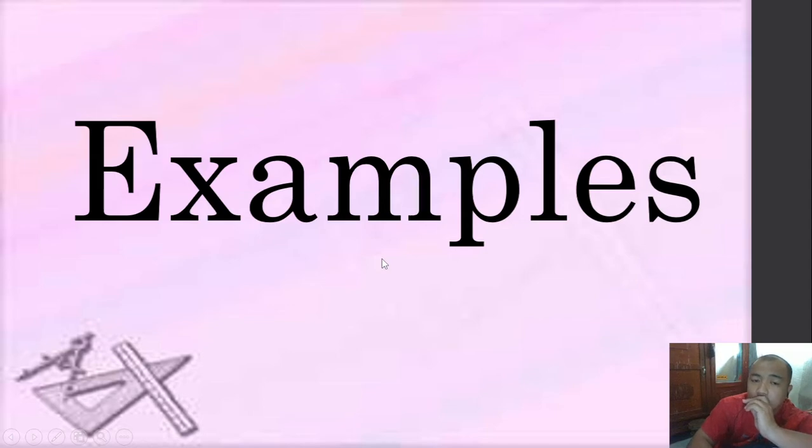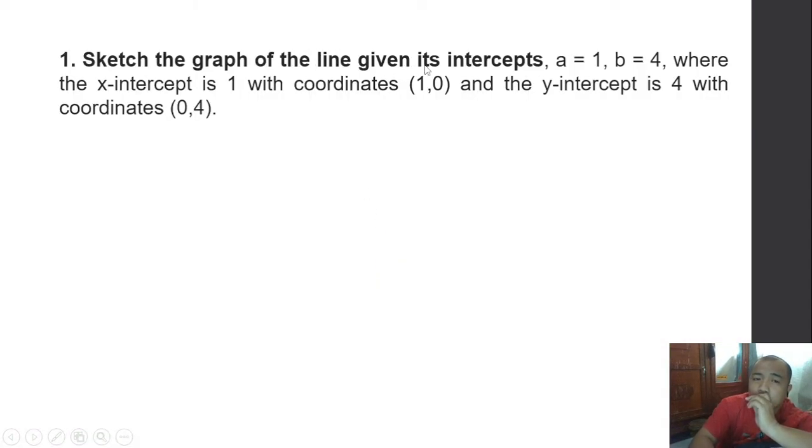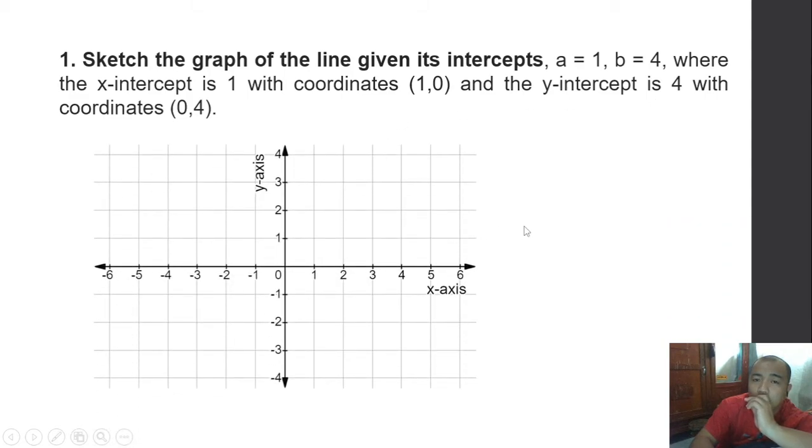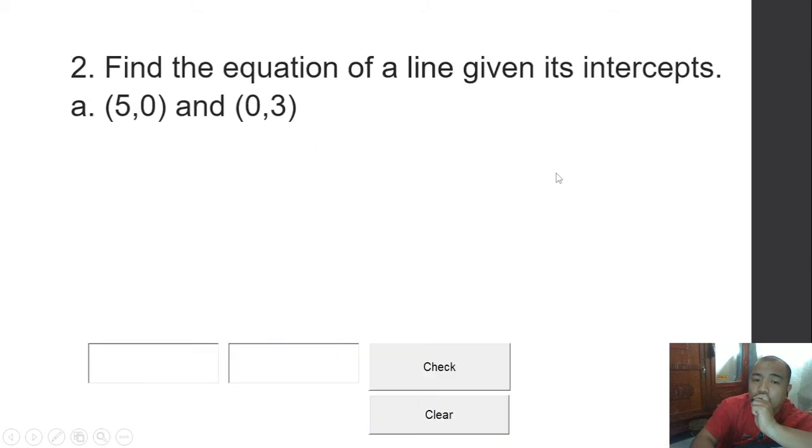So let's have now here some solved examples. Sketch the graph of the line given its intercepts, x-intercept 1, y-intercept 4. X-intercept is 1 with coordinates (1, 0). Y-intercept is 4 with coordinates (0, 4). So we have here the Cartesian plane. As you can see, the line crosses the x-axis at (1, 0). That's the x-intercept. And it crosses the y-axis at (0, 4). That's the y-intercept.